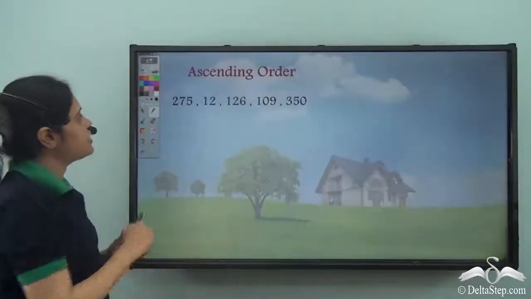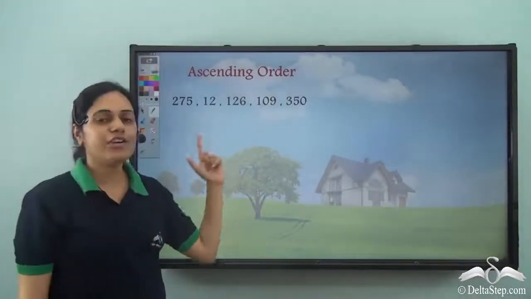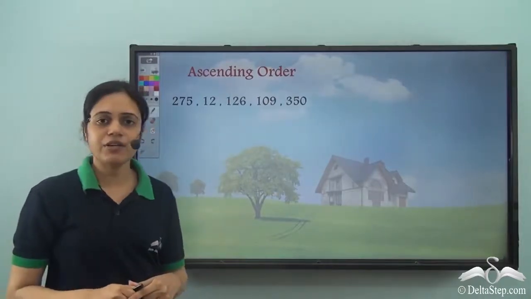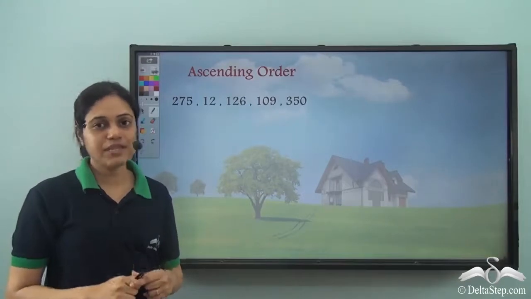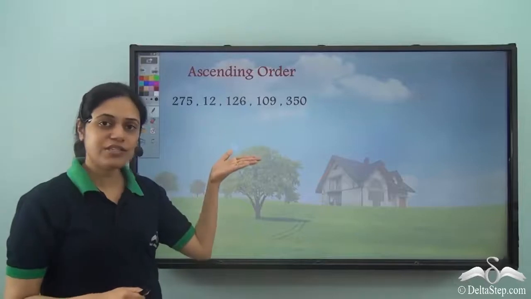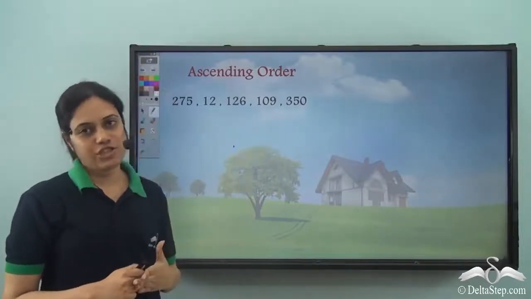So let's use these tricks and arrange these numbers in ascending order. What do we mean by ascending order? Ascending order means in increasing order. That is, starting from the smallest, we move to the largest number.